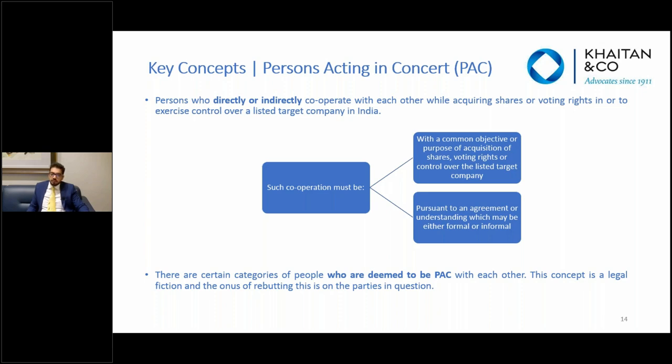So it's very, very tricky sometimes when you have two groups in the promoter group and both of them are independently having their own objectives, but they happen to be part of the promoter group and therefore they will be deemed to be persons acting in concert. What you will then do, if you think that you have this relationship, but you don't seem to have a common objective and you don't want the existing shareholding of the other party to be aggregated, is you need to prove to the contrary. But the onus is on the party, and SEBI will have a right to question this.